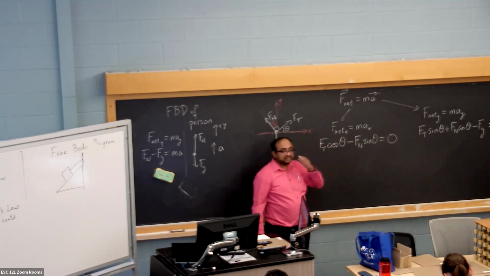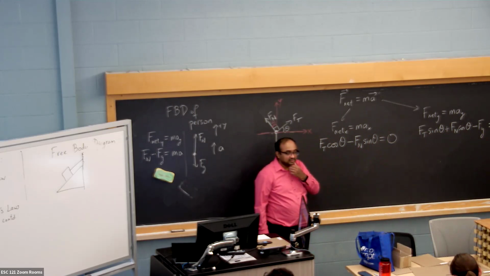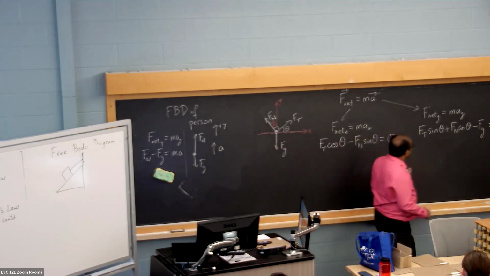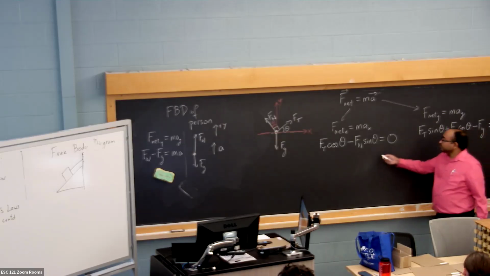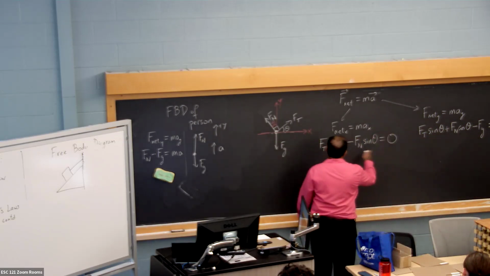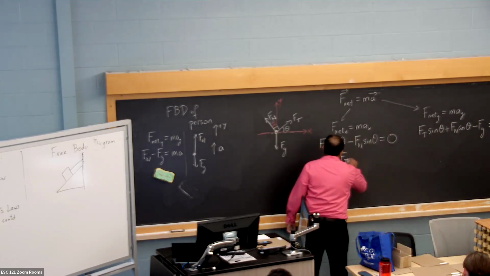Questions about either of these? Okay. So assuming that we were given the mass, supposing we wanted to find the tension and the normal force, we have two unknowns and we have two equations, so we should be able to solve this, assuming we're given the mass and the angle. So I would need to isolate one in terms of the other. So I could solve this for Ft.